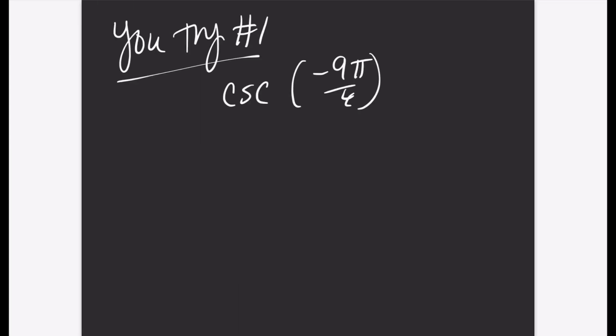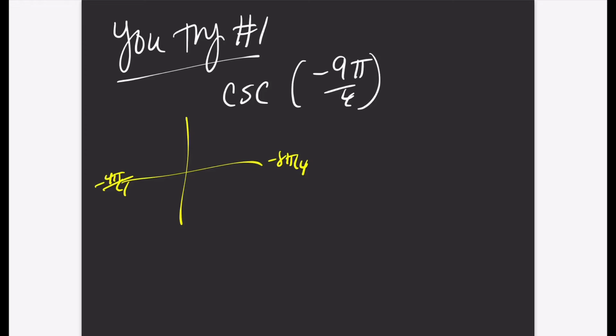So go ahead and try the following, pause the video, and then come back. Let's start by finding our reference angle. Keep in mind that on this problem we're doing negative 9 pi over 4. So now we're going to move clockwise. So this is negative 4 pi over 4. 1 full revolution will be negative 8 pi over 4.